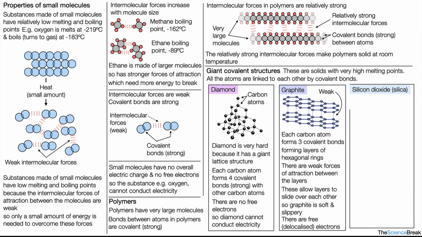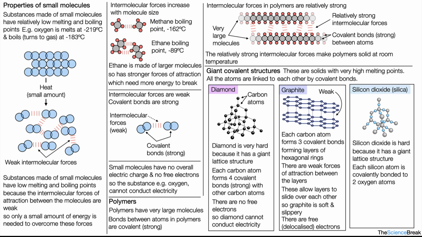The third and final giant covalent structure we need to know about is called silicon dioxide, otherwise known as silica. Here is the structure of silica. Silicon dioxide is hard. This is because it has a giant lattice structure, and each silicon atom is covalently bonded to 2 oxygen atoms. There's 2 silicon atoms in blue, and the oxygen atoms are in that grey colour.